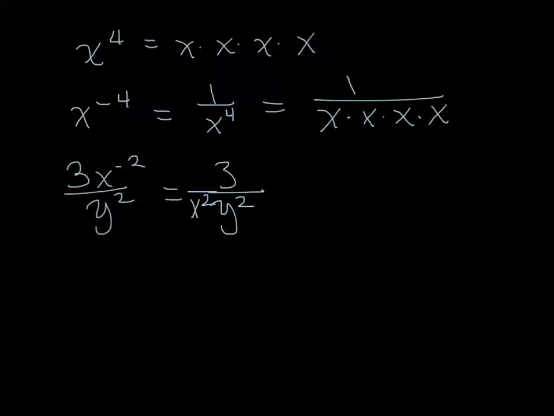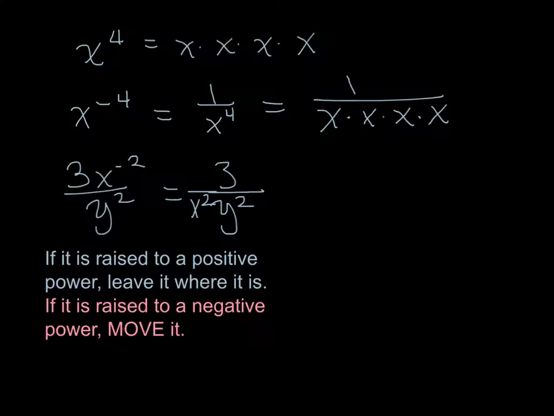So if you're going to try to rewrite a monomial with all positive powers, what you have to remember is if it's raised to a positive power, you leave it where it is. If it's raised to a negative power, you move it. Okay, so let's write that rule down. If it's raised to a positive power, leave it where it is. If it's raised to a negative power, move it.